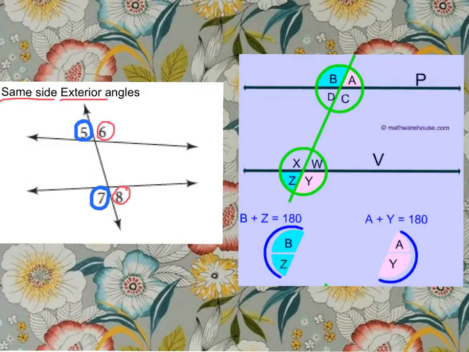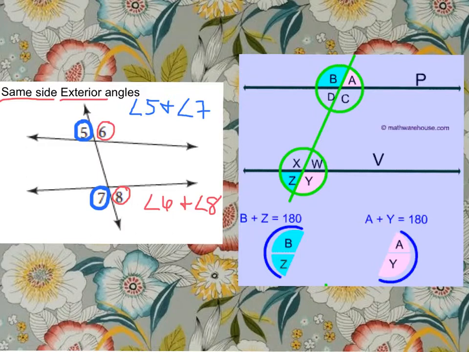So what we're saying is that when we have same side exterior angles, it would be angle 5 and angle 7 are same side exterior, and angle 6 and angle 8 are also same side exterior angles. That's because they're on the same side of the transversal and they're on the outside of the parallel lines.